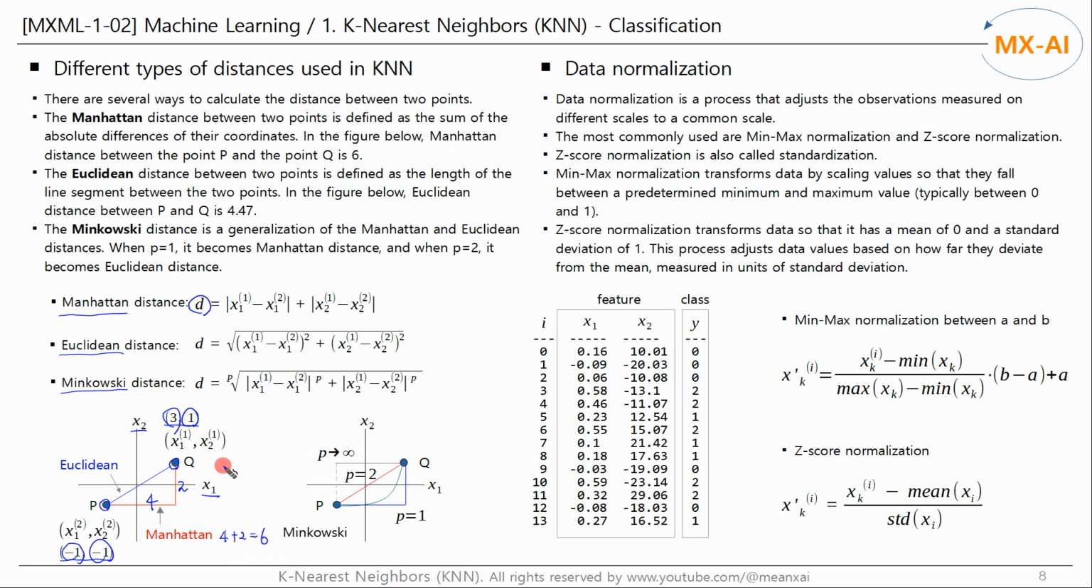The Euclidean distance between 2 points is defined as the length of the line segment between the 2 points. The formula to calculate Euclidean distance is as follows. This is the line segment between P and Q, and its length calculated by this formula is 4.47.